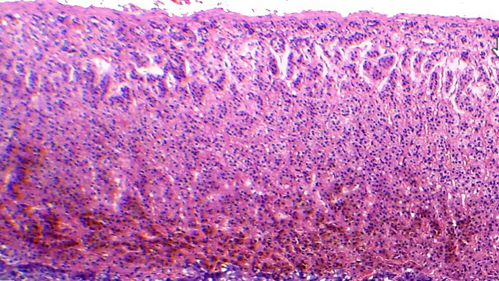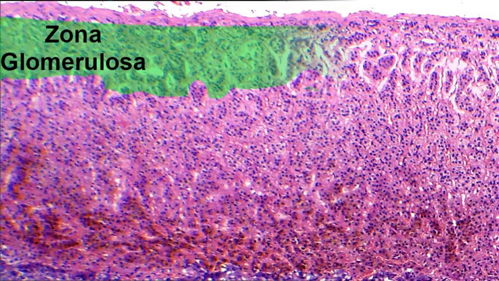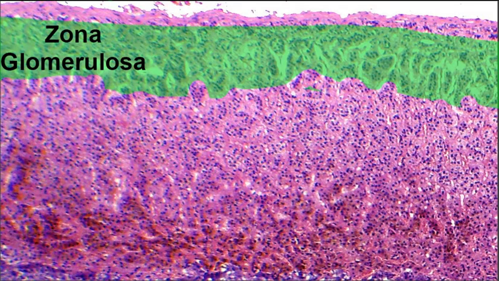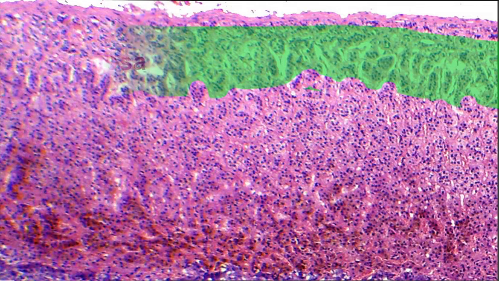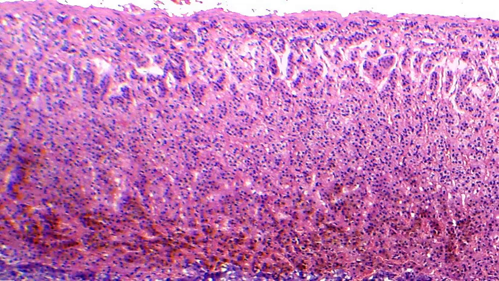Now above that, this top layer, which you see is a little more broken up here, this is going to be the Zona Glomerulosa. The Zona Glomerulosa, which is right up here, is going to produce the grouping of hormones known as the mineralocorticoids.